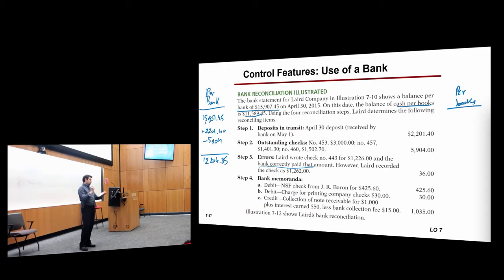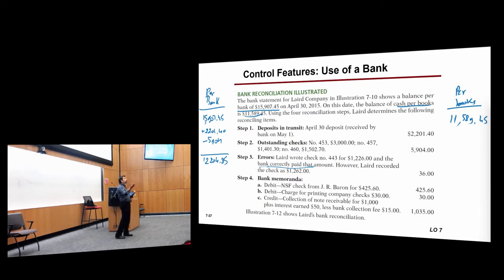So it's 12,204.85. Okay? Now, we have to do the other side, per books. How do you do that? You start with the balance per book. You always start with the balance per book, which is 11,589.45. Next, what do you do?